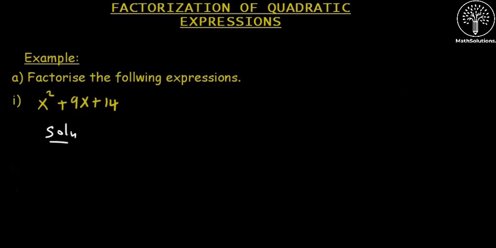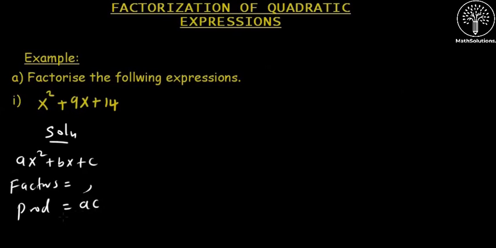We need to know that given a quadratic expression in the form ax squared plus bx plus c, we need to find two factors such that their product is given by the product of a and c, and the sum is given by b, where b is the coefficient of x, and a and c are as shown in the expression. This enables us to factorize the expression by grouping.